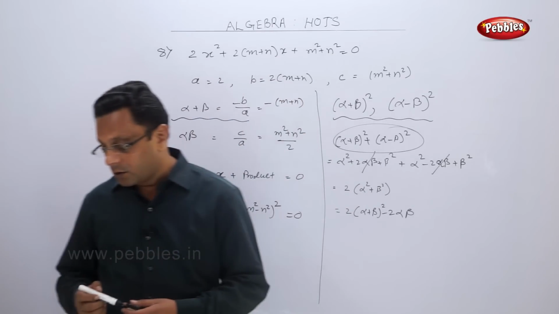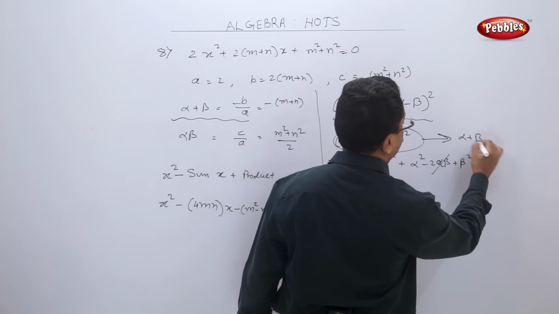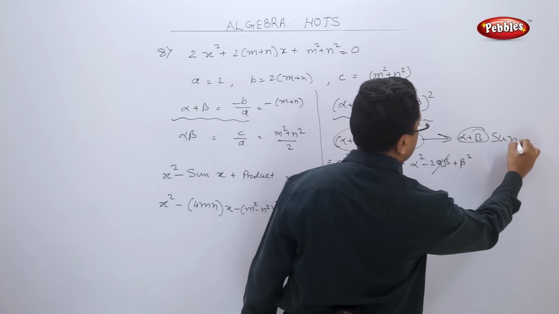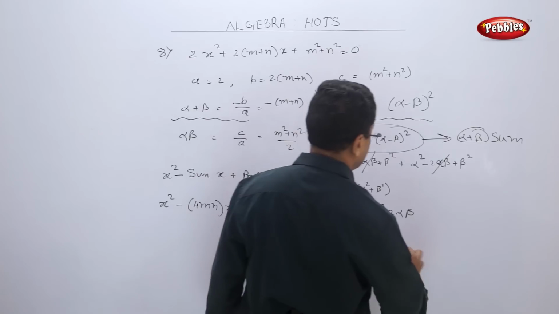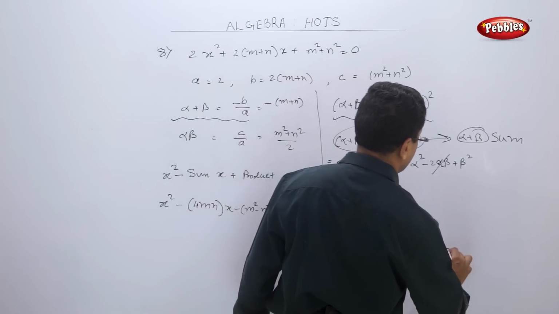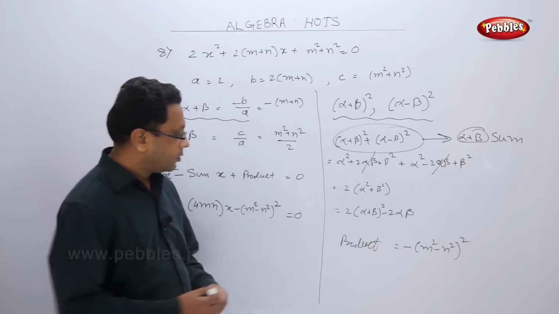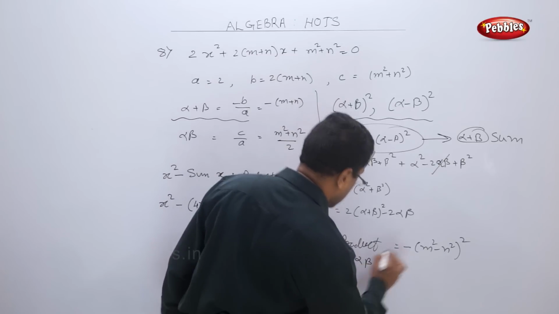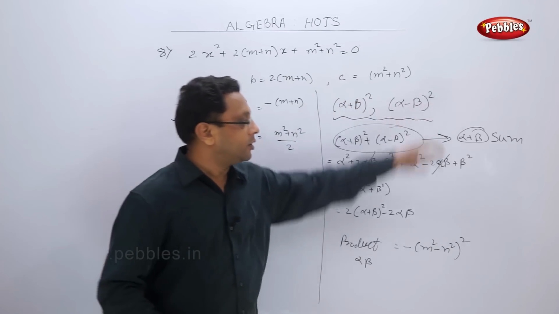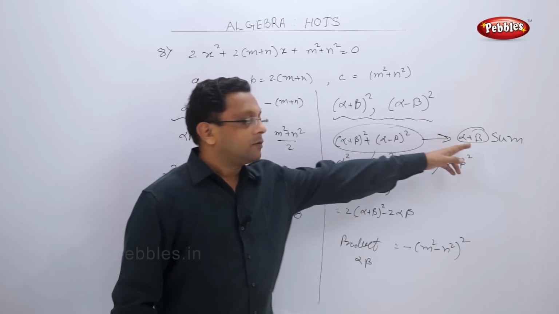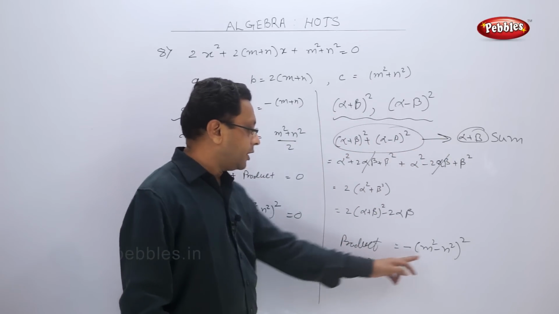So as a product you will get, so this is, you have alpha plus beta, or I will call it the sum, and product you will get minus m square minus n square bracket square. Okay? Product means alpha beta. You have to multiply alpha into beta, that is this term into this term. When you add, the sum you will get is this 4mn, and product you will get this.